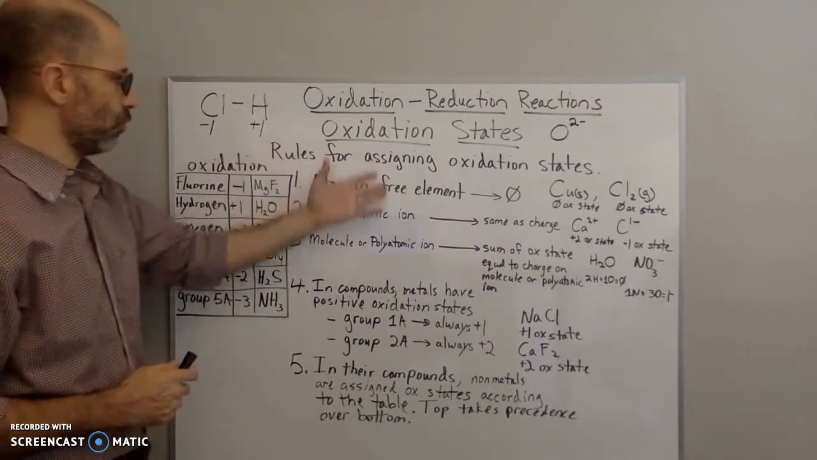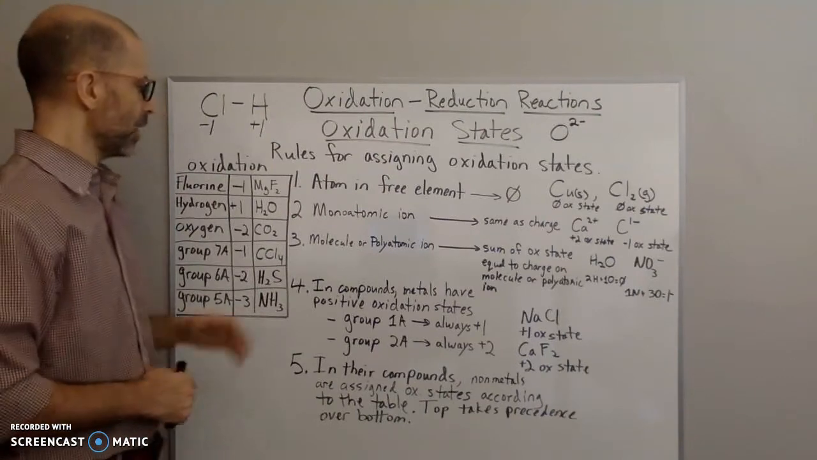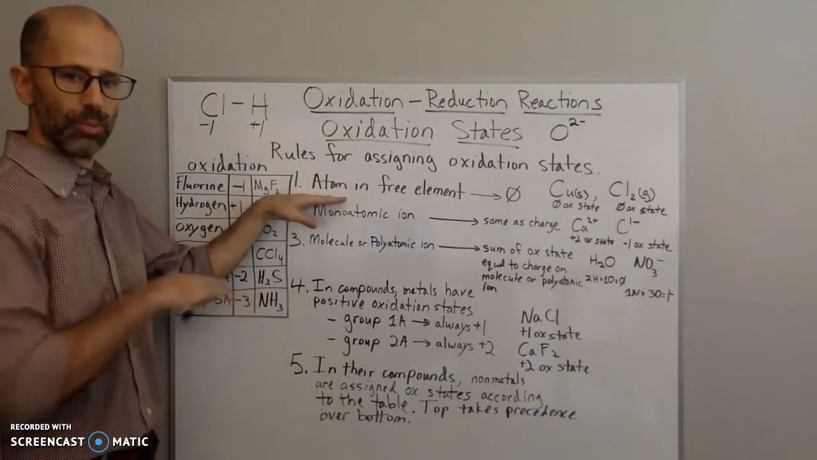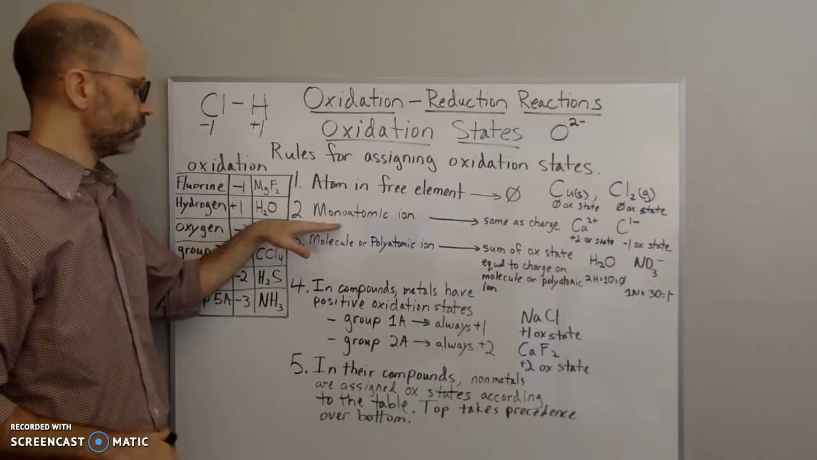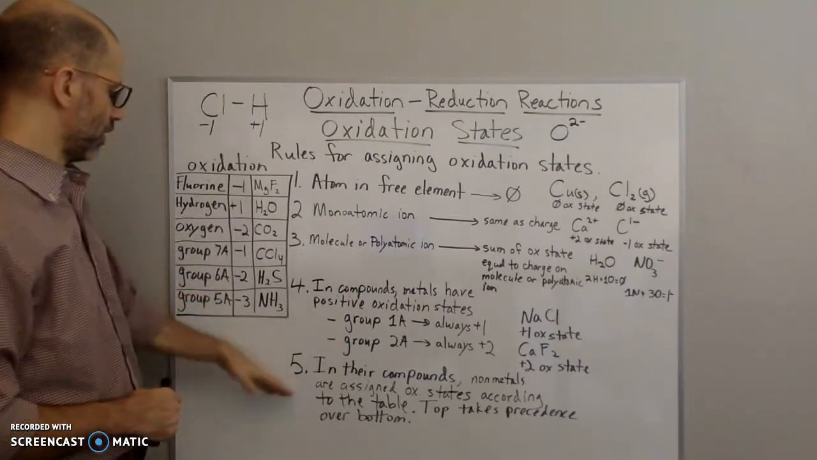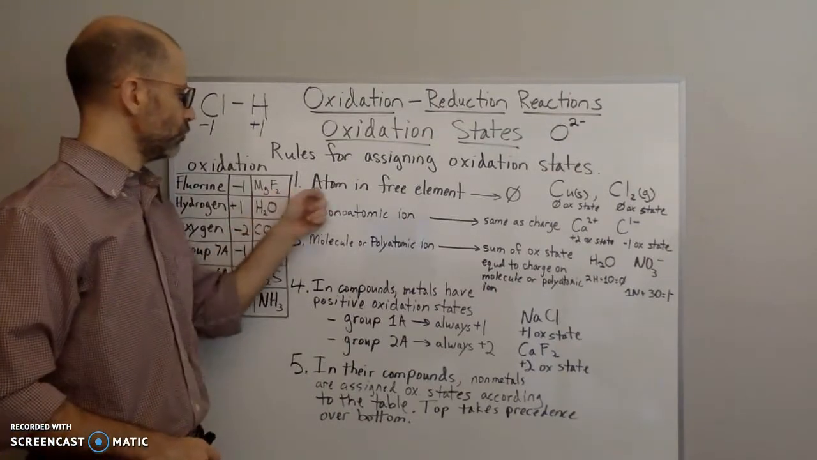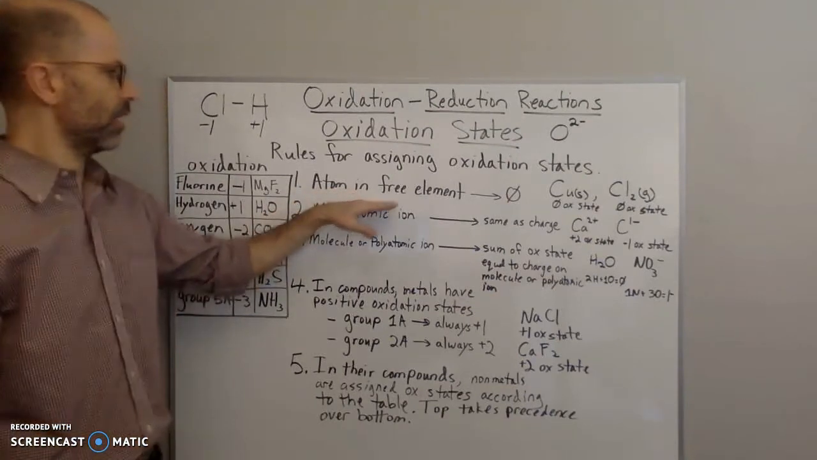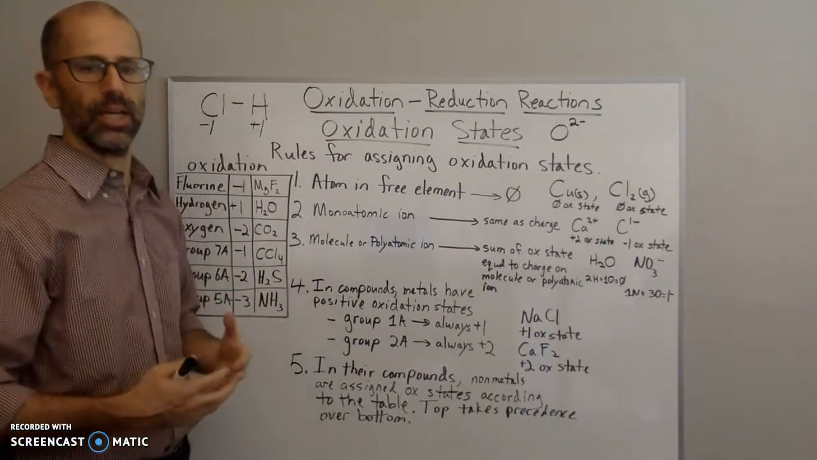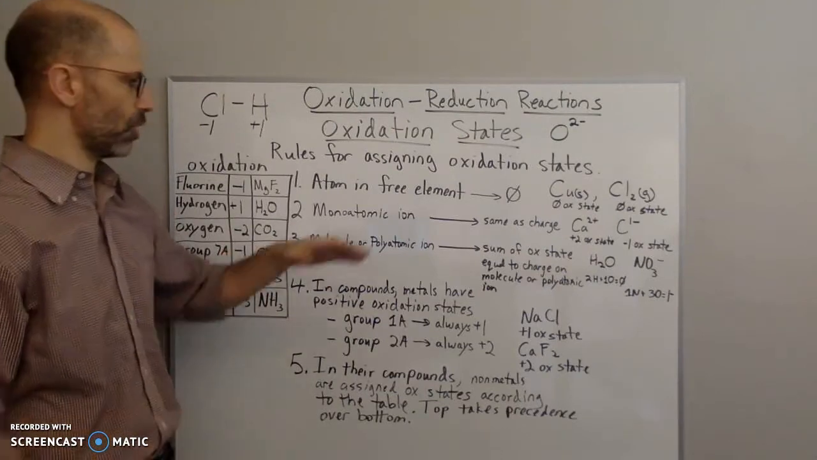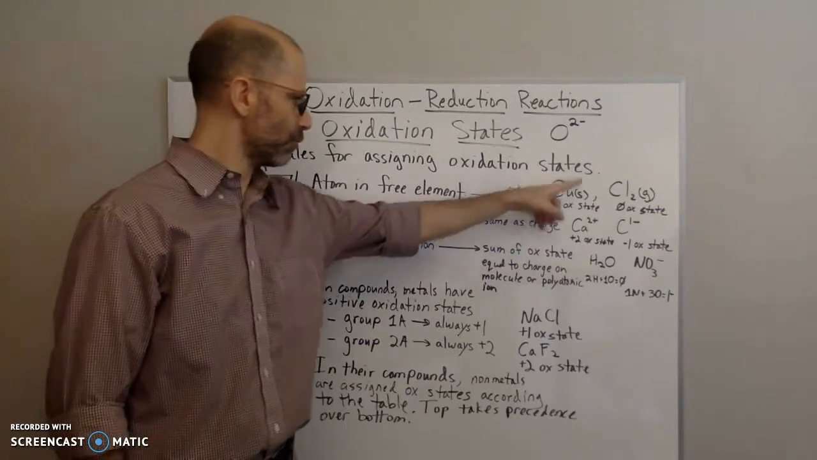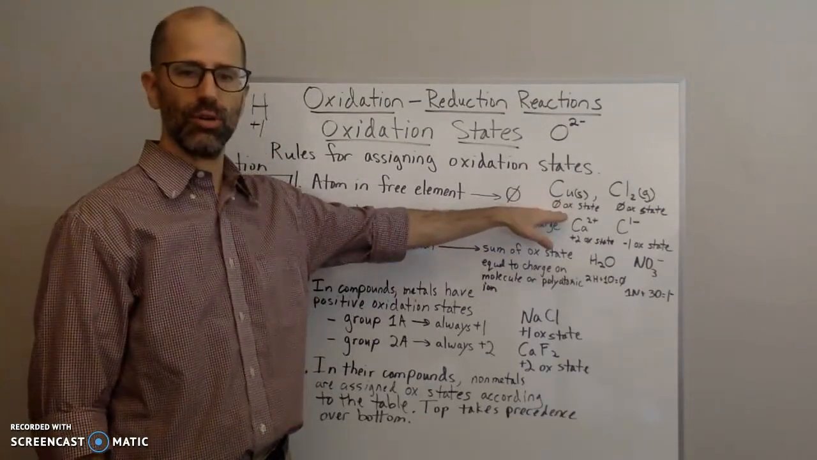So here are the rules for assigning oxidation states. And these are in order of preference. So rule number 1 takes precedence over rule number 2, and rule number 2 takes precedence over 3 and 4 and 5. Rule 5 I'll get to in a minute with this table. The first rule is that atoms that are in a free element are going to have a 0 oxidation state. So any element by itself in its standard state is going to be 0. For example, copper solid is a free element, so it has a 0 oxidation state.